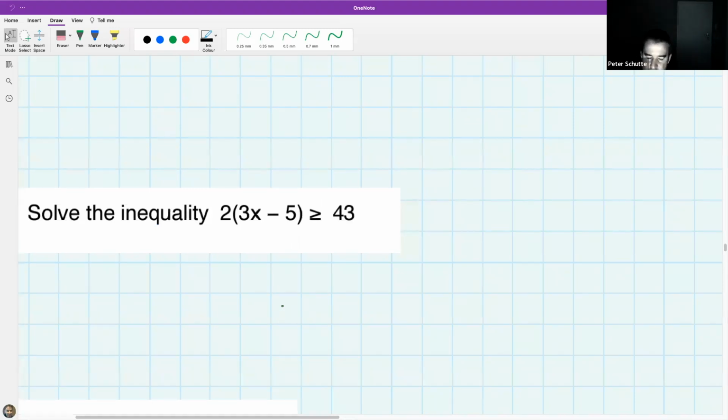Initially, students, this is called a linear inequality because the variable only has a power of 1. So linear inequalities are a lot like linear equations.